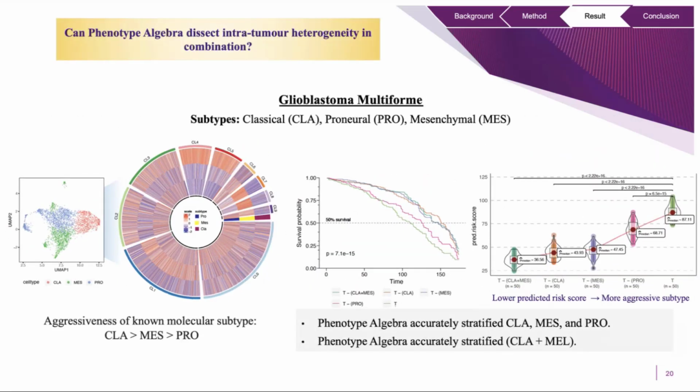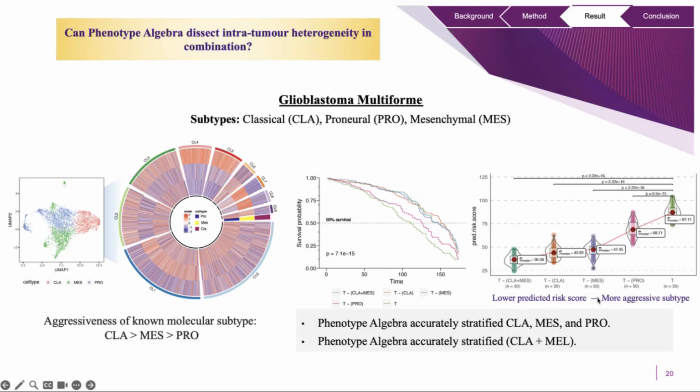Then, moving on to the next cancer, we asked if it can actually do the combination operation, that is, if we can subtract more than one subtype from the whole tumor. For that, we have used glioblastoma. In glioblastoma, we have the proneural, which is on the less aggressive side, whereas classical is the most aggressive, and MES lies somewhere in the middle.